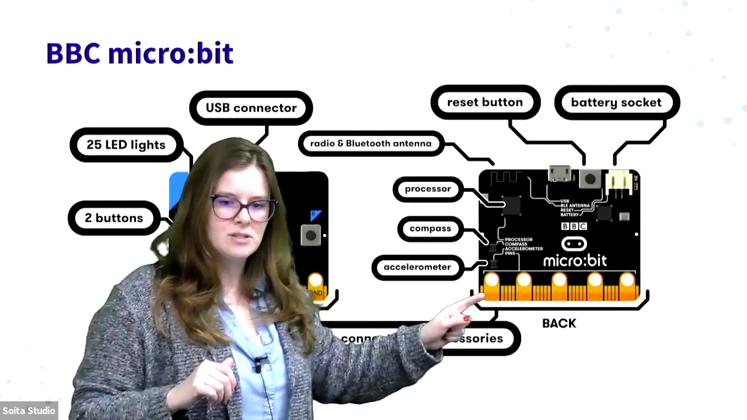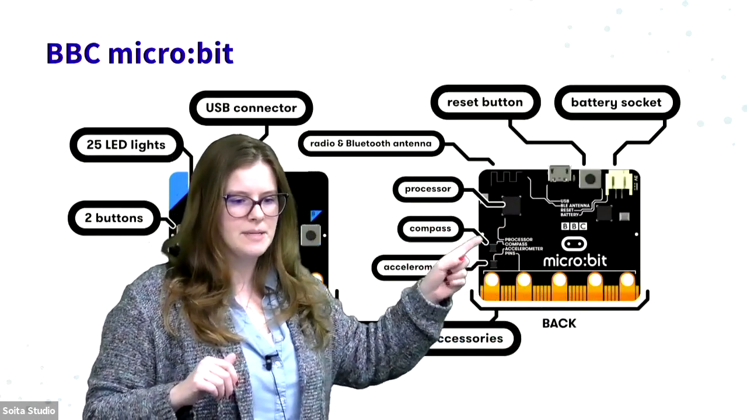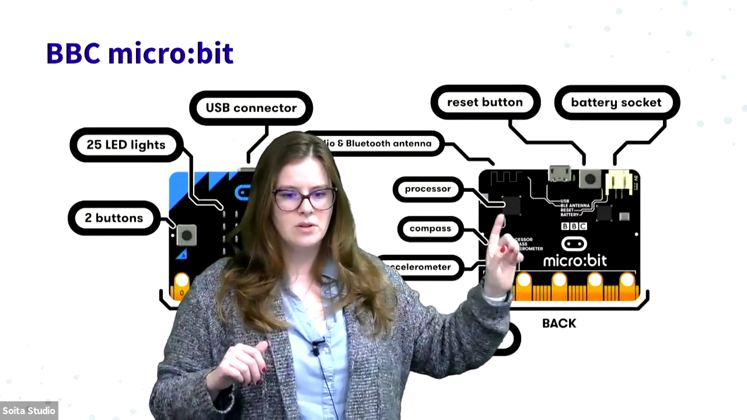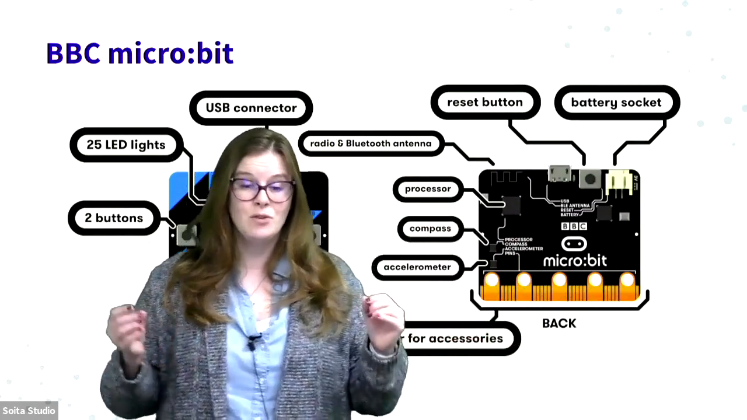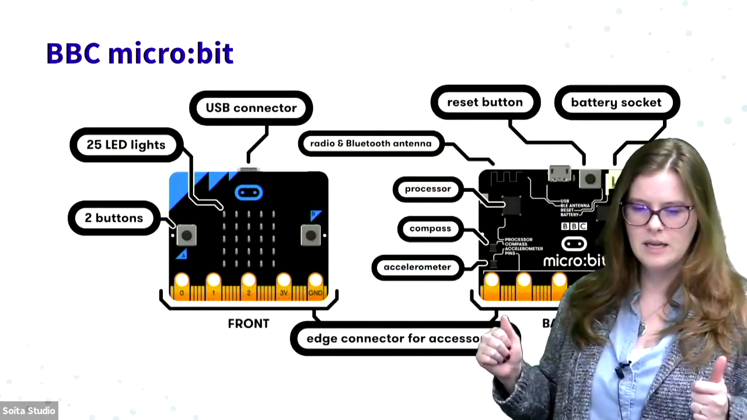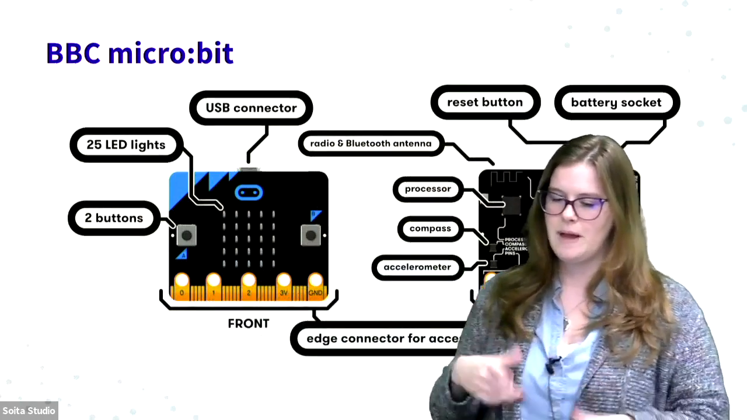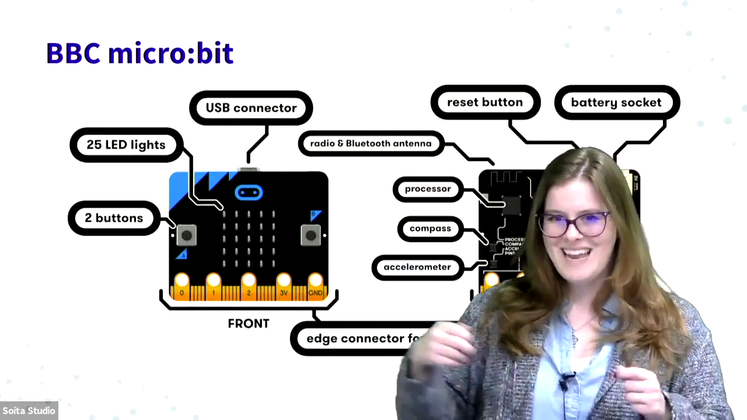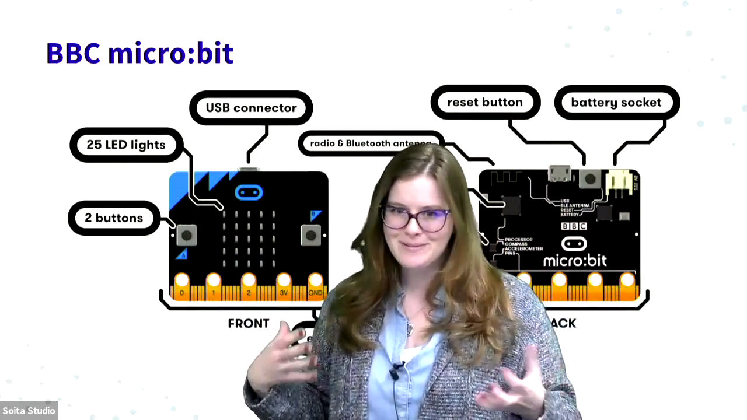But some cool things. There's an accelerometer integrated, a compass, a processor, radio, Bluetooth. There's a battery socket. If you get the BBC Microbit Go, I think it is, it's just a couple dollars more. It comes with the battery pack, so you can take that mobile, turn it into a wearable device, all kinds of stuff.